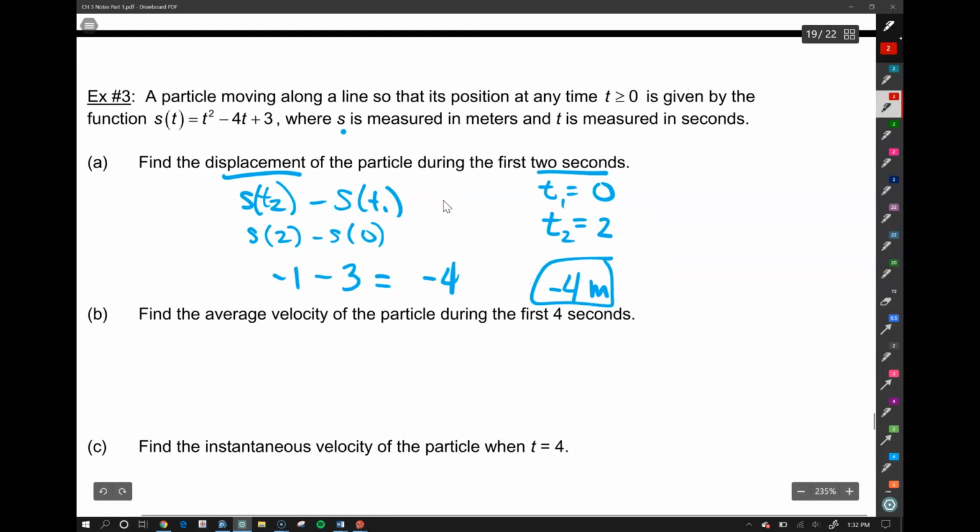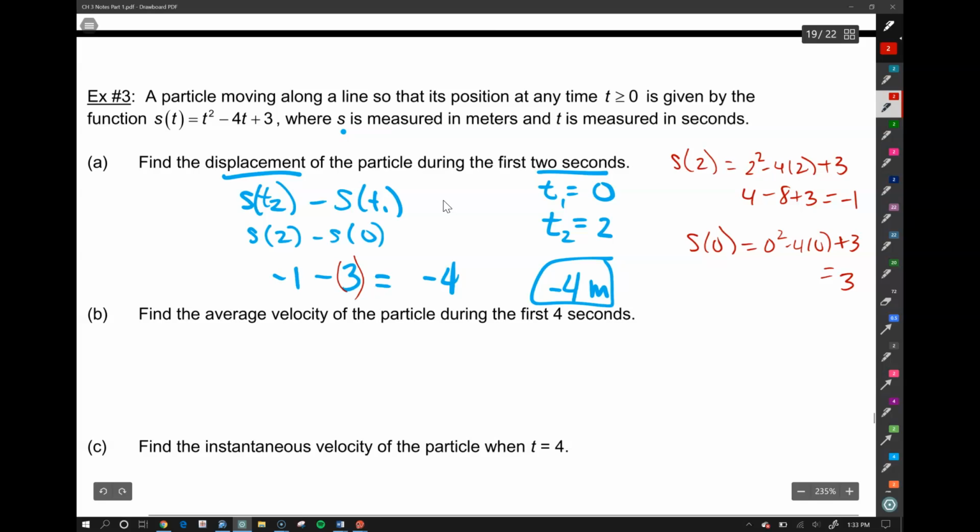All right, ready? I'm going to show you. Let's find S of 2. This is equal to 2 squared minus 4 times 2 plus 3. 4 minus 8 plus 3 is going to be -1. Be quiet, I'm explaining this. And then S of 0 is 0 squared minus 4 times 0 plus 3. This is going to be 3. So if I'm taking -1 minus a positive 3, it's going to be -4.